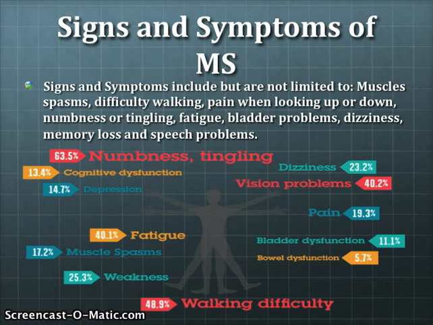But I just thought it was really interesting that I found this picture, and you can see that 14.7% of people with MS have depression, and 5.7% of people have bowel dysfunction, or 11.1% have bladder dysfunction. I just thought that was really interesting.